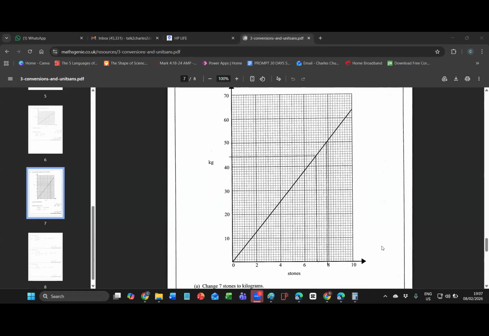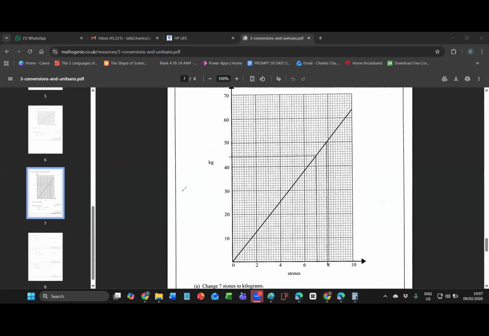Oh, you remember the one we did for gradient, right? Okay. Maybe I'll do this one, then we'll scroll up and do the others too.